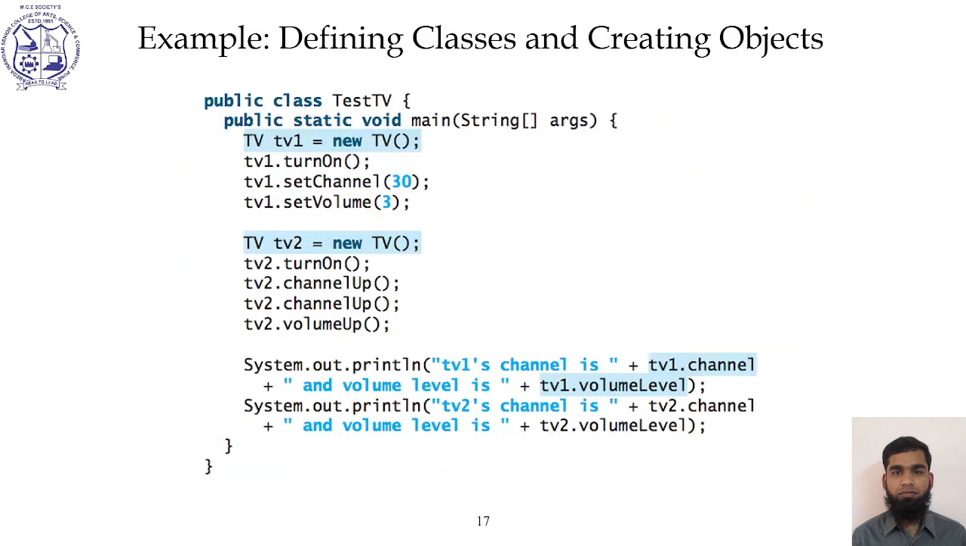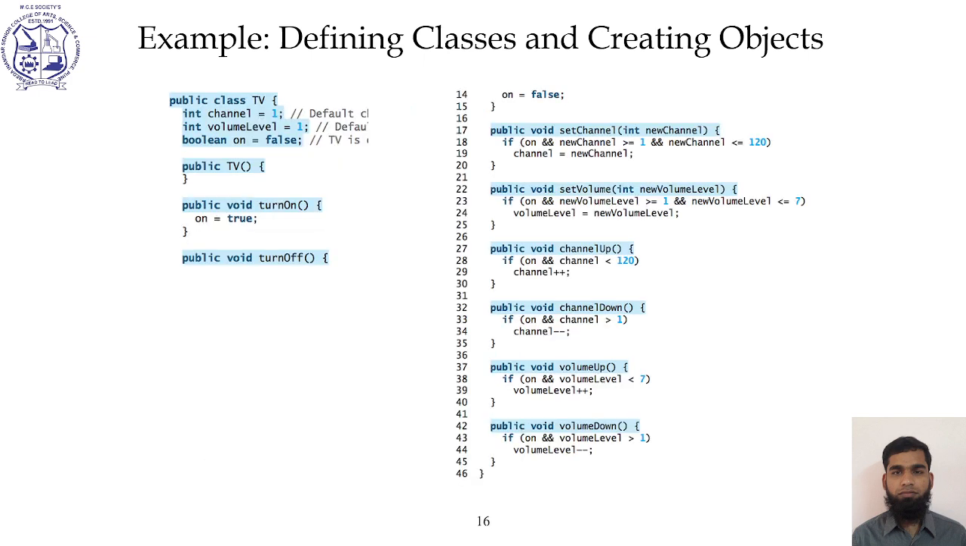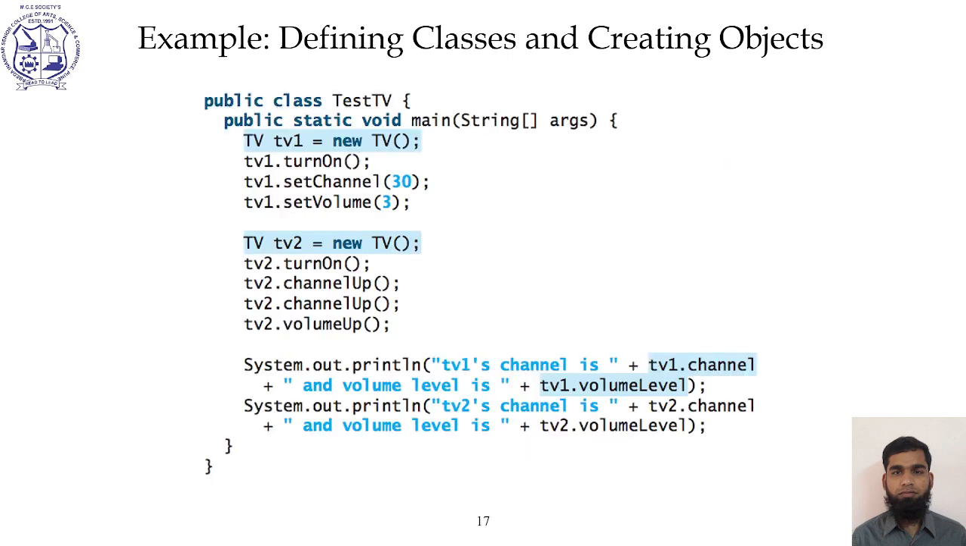We'll skip defining classes and creating objects. Here we are creating a class TV with channel and volume level, a default constructor, and there are so many methods: set channel, set volume, channel up. In that we are creating objects TV1 and TV2, and we are calling all the methods available for the different objects.